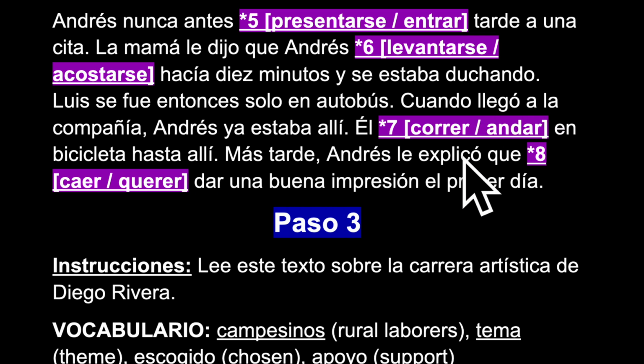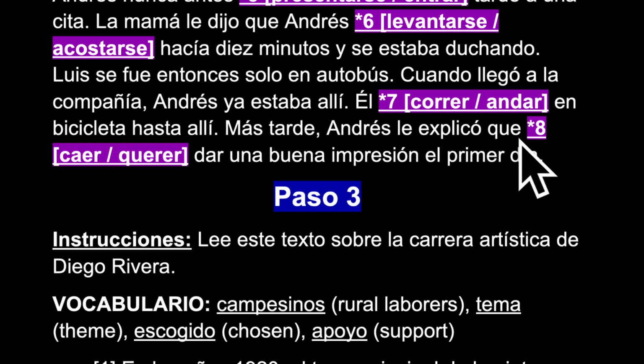Now we have number 7. El correr o andar en bicicleta hasta ahí. What's the word for riding on a bicycle? Would it be correr o andar? It would be andar. So we would say, él había andado en bicicleta hasta ahí.